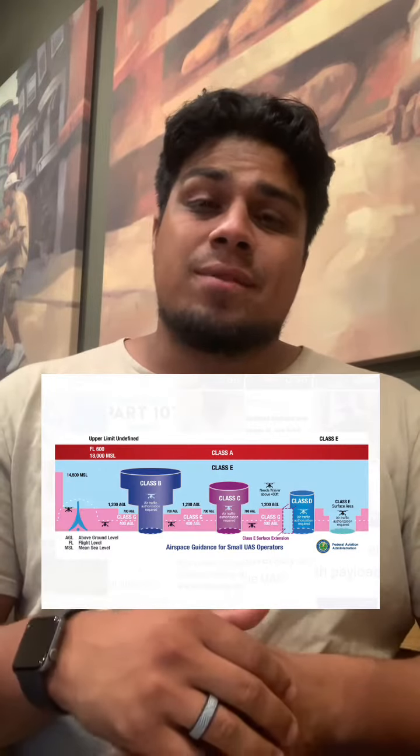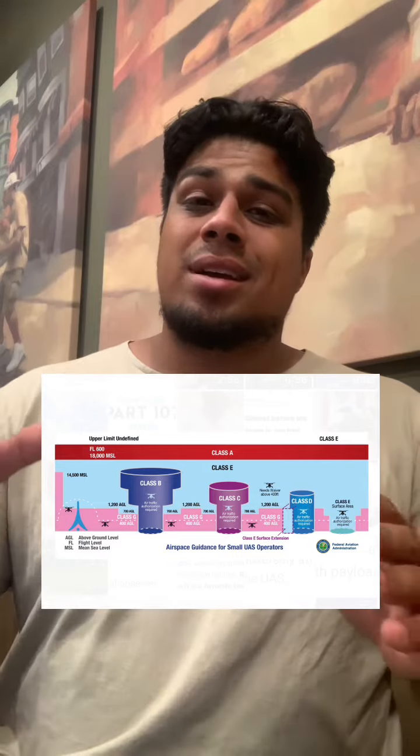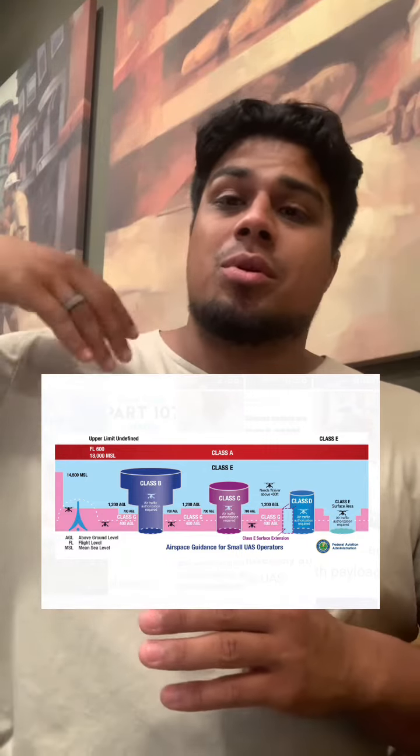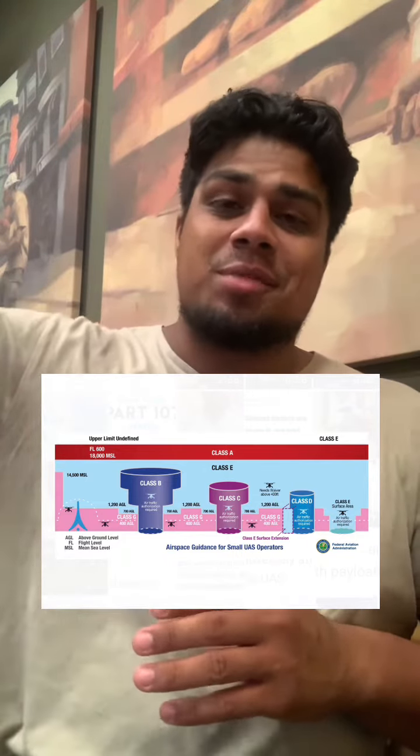All the other ones you would need authorization to fly in. Class A airspace starts at 18,000 feet MSL. So unless you're flying a balloon, like a weather balloon, or some kind of drone beyond visual line of sight that lets you get up that high, you're not going to need authorization to fly in this airspace.